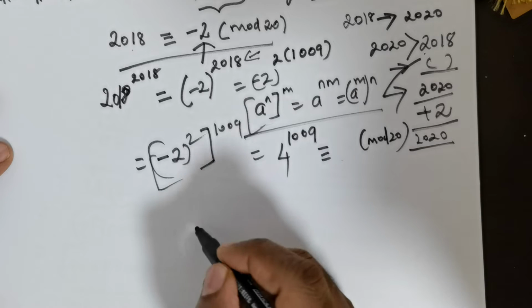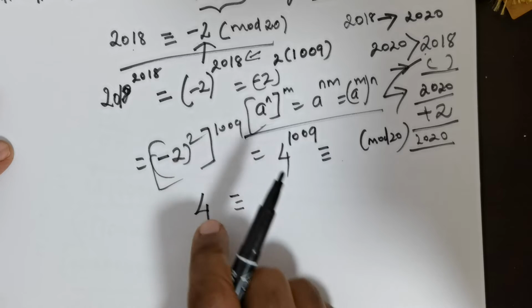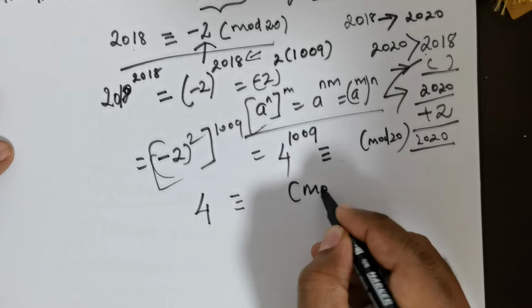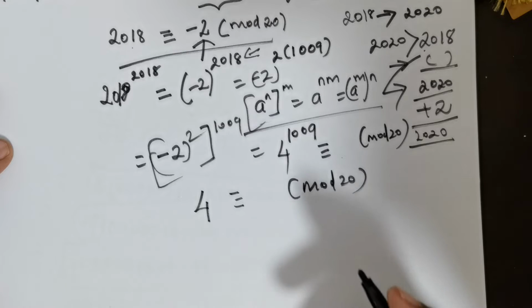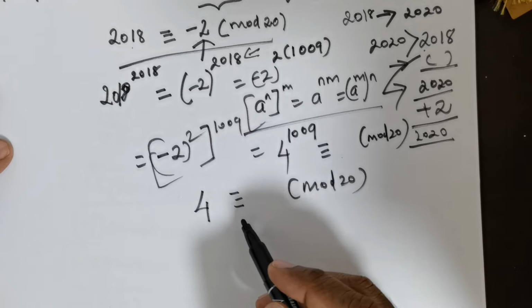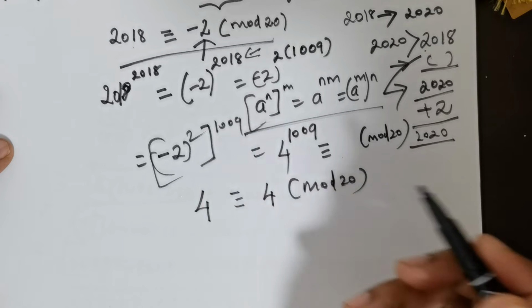Now before we proceed, find out what happens when you divide 4 by mod 20. What would you get? 4 divided by mod 20. Is it possible for us to divide 4 by mod 20? No. So we write it as it is.